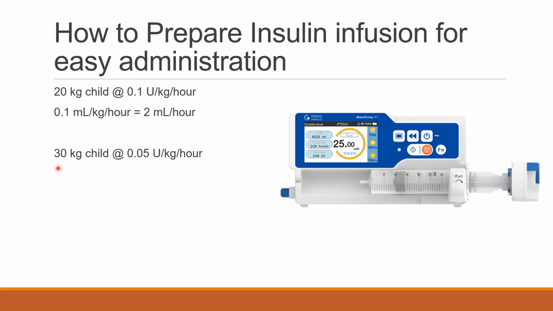Similarly, for a child who is 30 kg whom you want to give 0.05 unit per kg per hour, you have to give at a rate of 0.05 ml per kg per hour, that is 1.5 ml per hour. So I hope you have understood this.